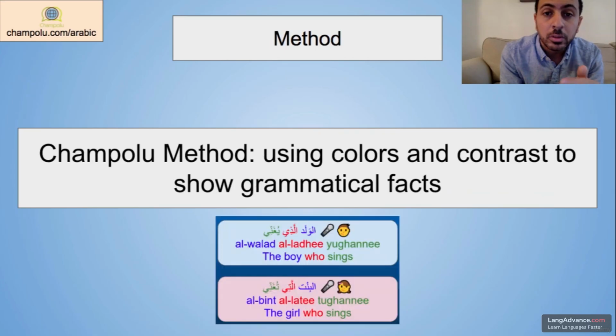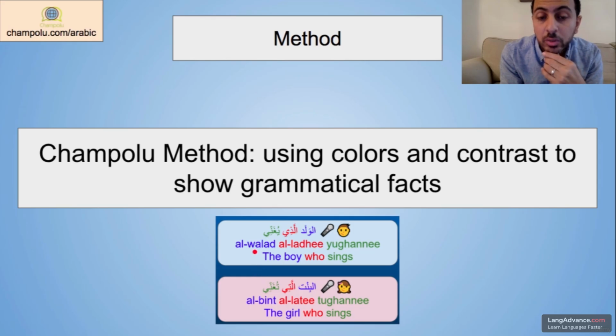The method that we will be using here is the Champollion method, which is a method that uses colors and contrast to show the grammatical facts. For example, if we see two sentences here like the boy who sings and the girl who sings, then you'll be able to see the contrast between the two sentences and see how we use the relative pronouns here, which we'll be discussing later in the course, and how we'll also be able to see the matching between each word in the vocabulary and its equivalent.